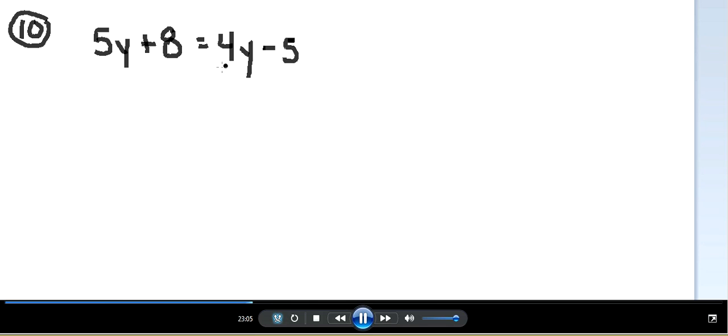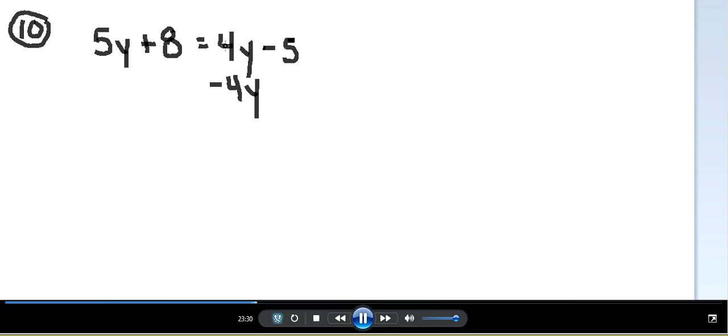Number 10. Here I've got a y. As I observe this, analyze it, I've got a y on the left and a y on the right. So I want to get them all to the left. I always pick the left side. So that means if I have a variable on the right side, I want to get rid of it by adding or subtracting the opposite. So in this case, I'm going to subtract 4y.